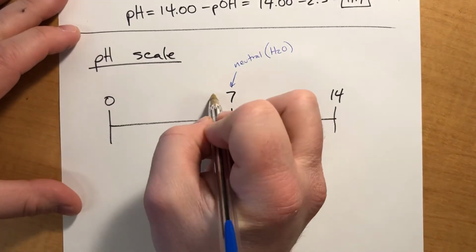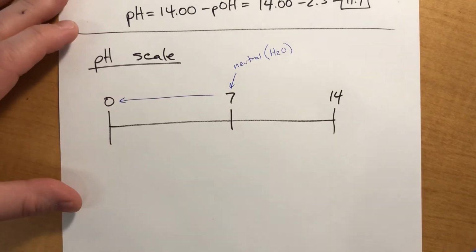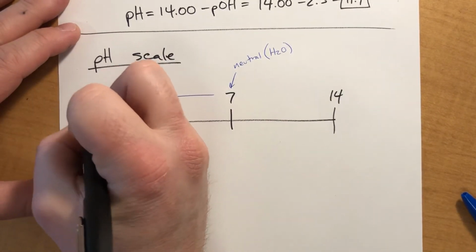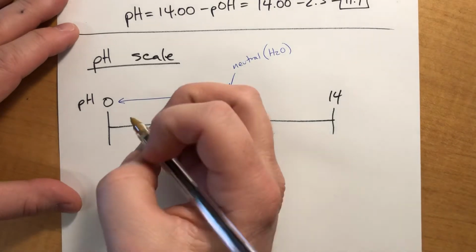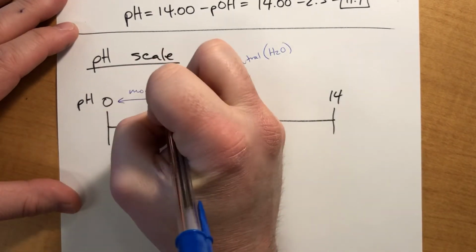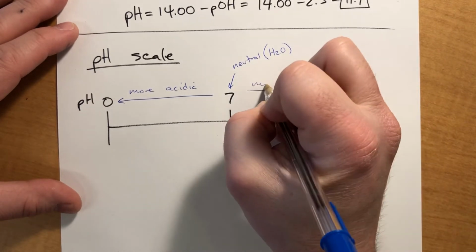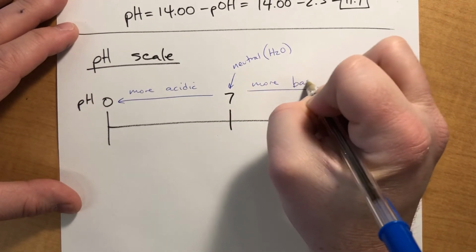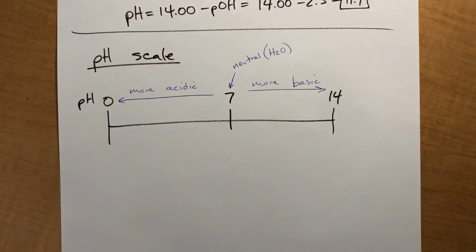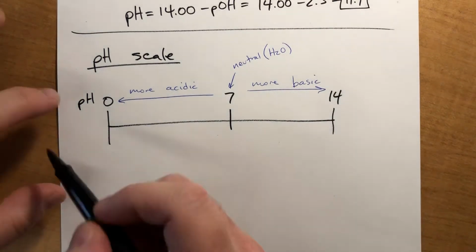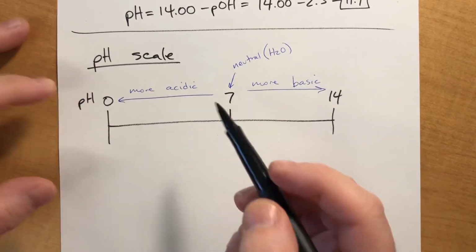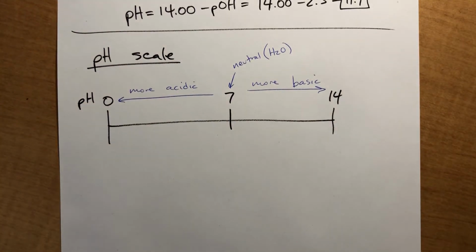As you get a lower number, I guess I could label this pH. Okay. As you get a lower number, this means more acidic. As you get a higher number, this means more basic. Okay. We, by default, as a planet, decided that pH was the right answer. That's how we're going to keep track of the acidity and basicity of things.